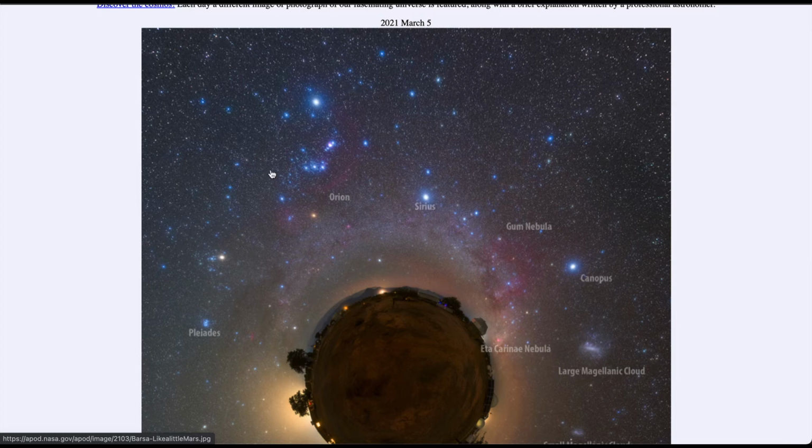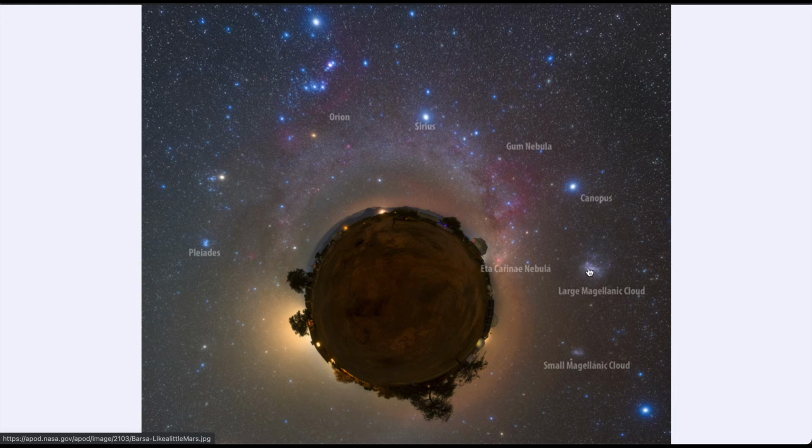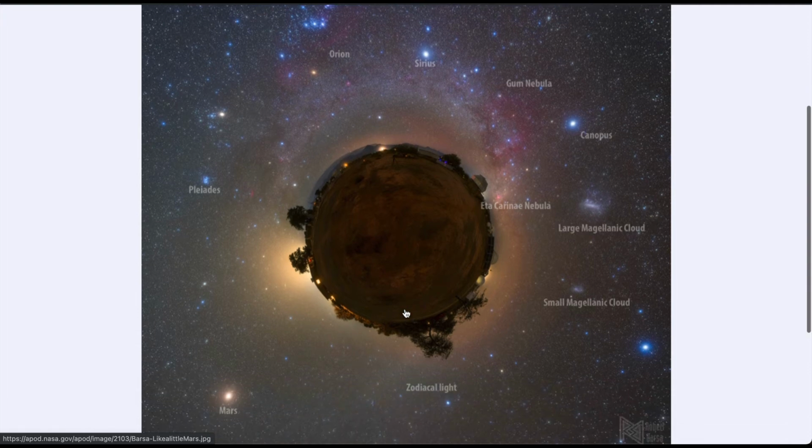This is Orion upside down from the perspective of a northern hemisphere person like me. So there's the Pleiades, there's the large and small Magellanic Clouds, there's the bright star Canopus, which I've actually seen in our sky. There's the bright star Sirius, and you can see all the nearby locations for the photographer. So you get this sort of all-sky view.